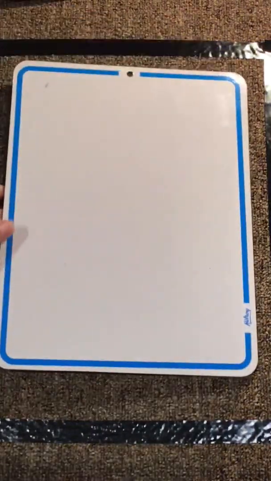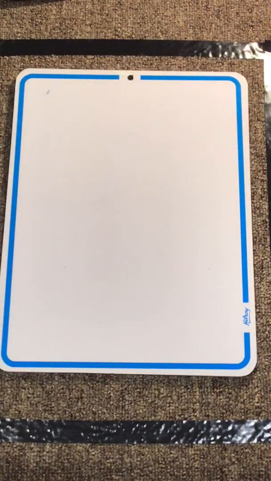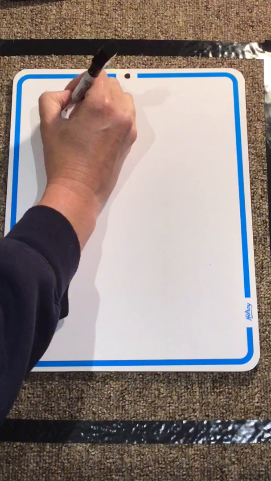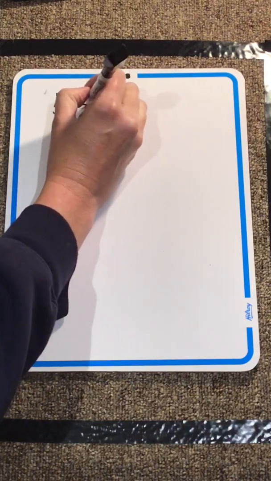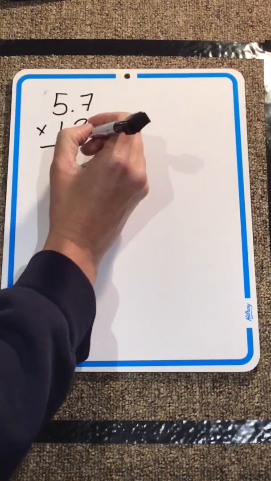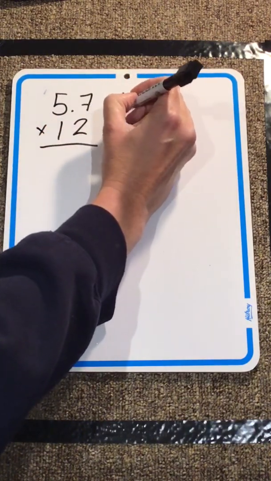So let's do a couple as practice, and just like the last lesson, maybe try pausing the video once you get the questions, and then you give it a try and compare with me to see if you get the same answers. Okay, so let's try 5.7 times 12.